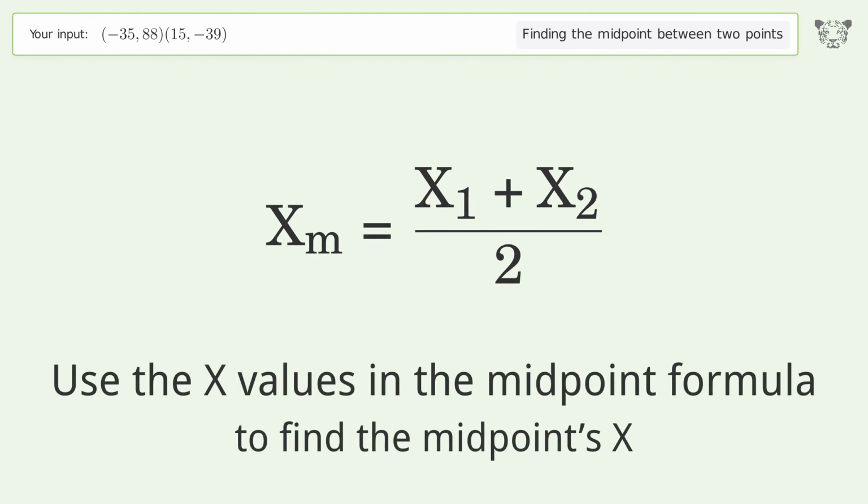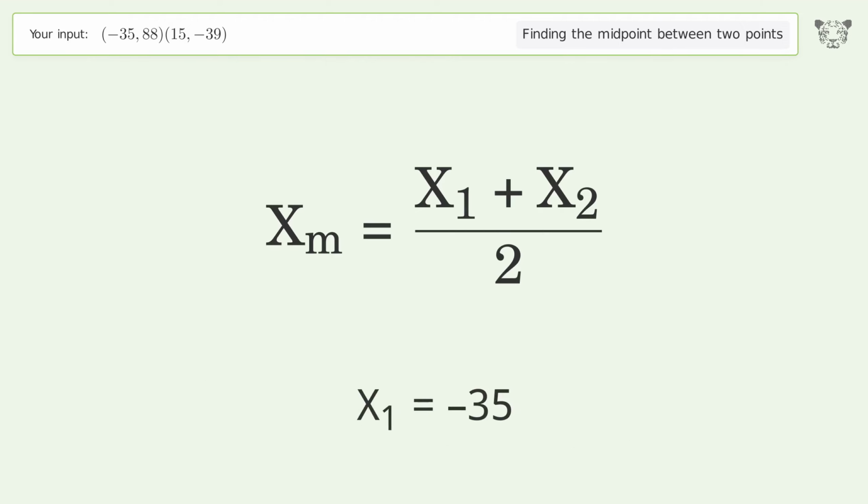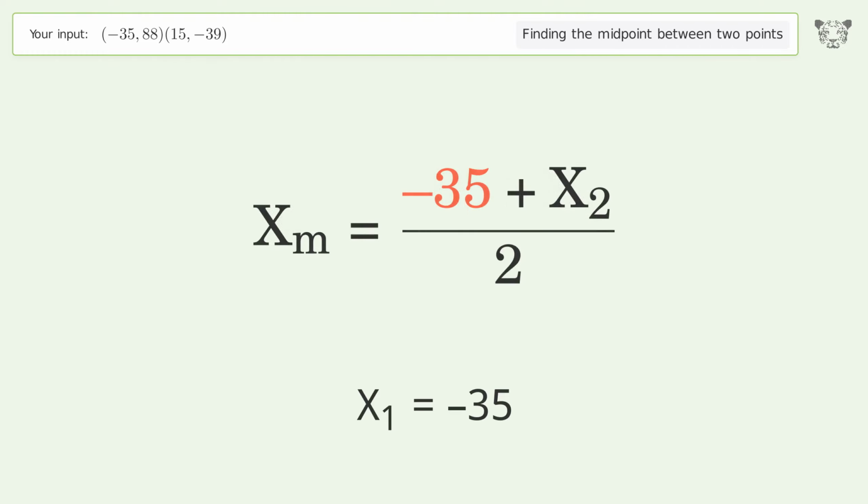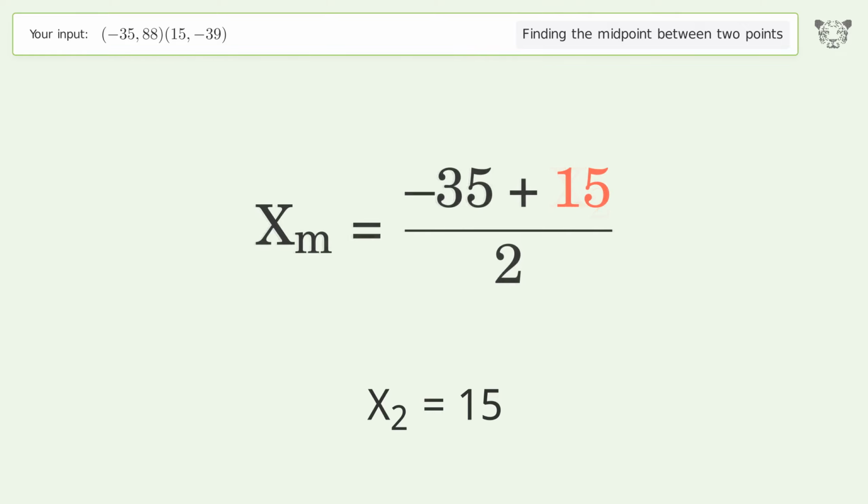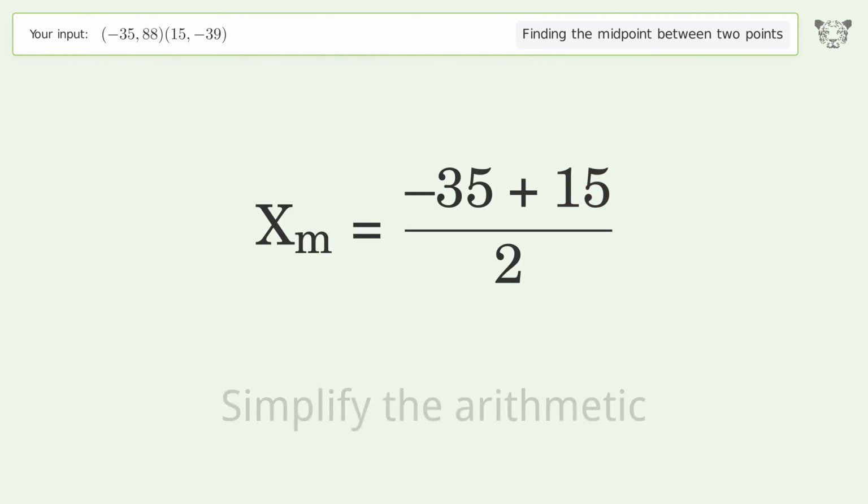Use the x values in the midpoint formula to find the midpoint's x. x1 equals -35. x2 equals 15. Simplify the arithmetic.